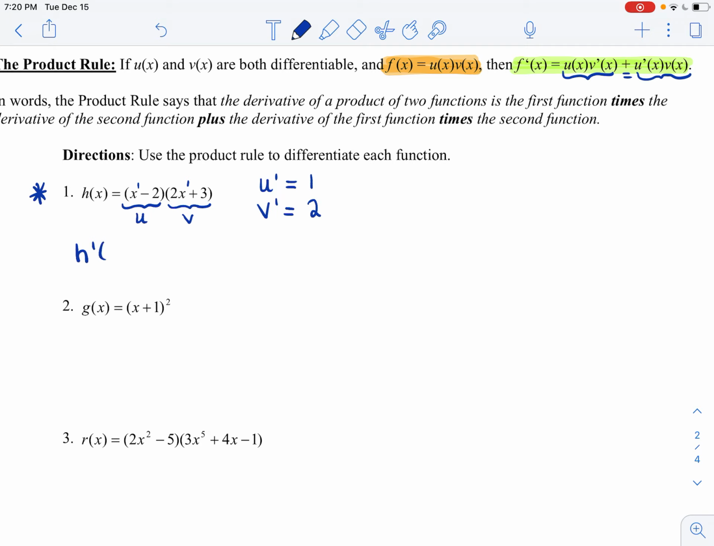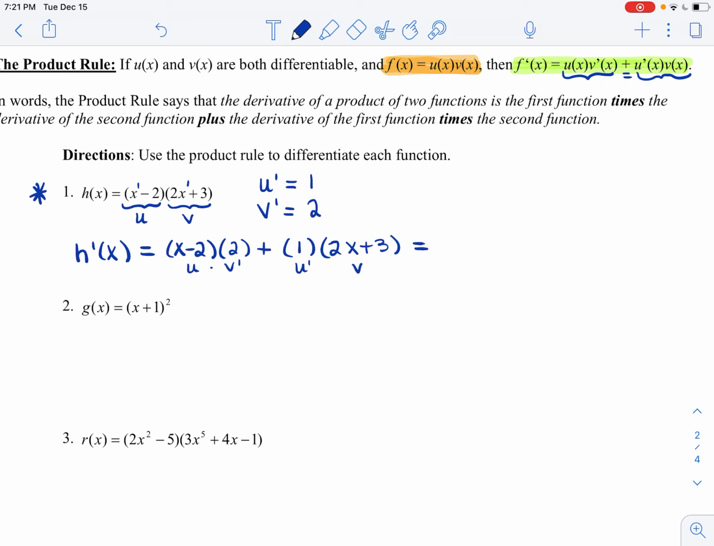And now we're going to apply the product rule. If I want to find the derivative of h, I'm going to take the original first function, which is just x minus 2, and multiply that by the derivative of the second function, which is just 2. So there's my u times v prime. Now I'm going to add to that the product of the derivative of the first function, which is 1, that's my u prime, times the original second function, 2x plus 3. That's my v.